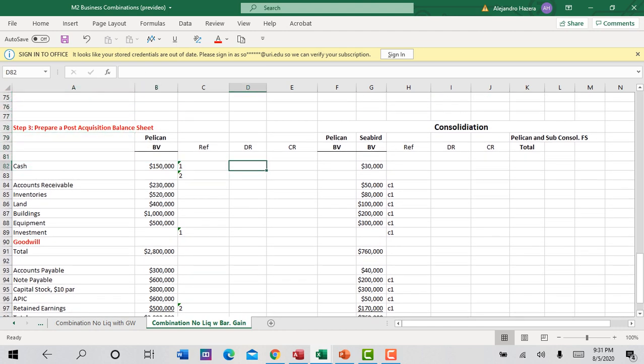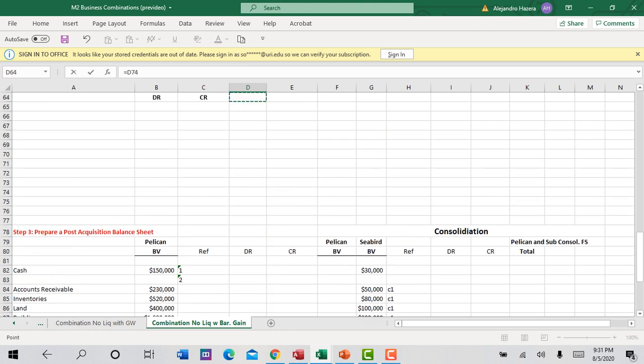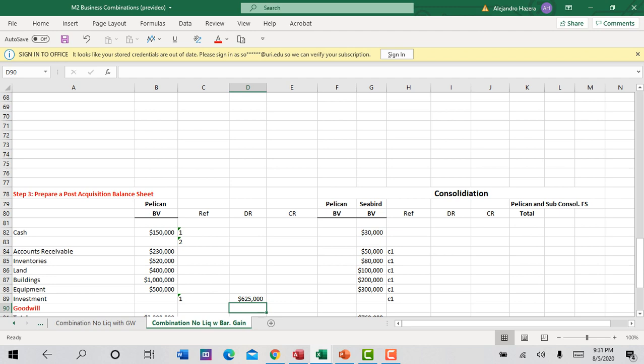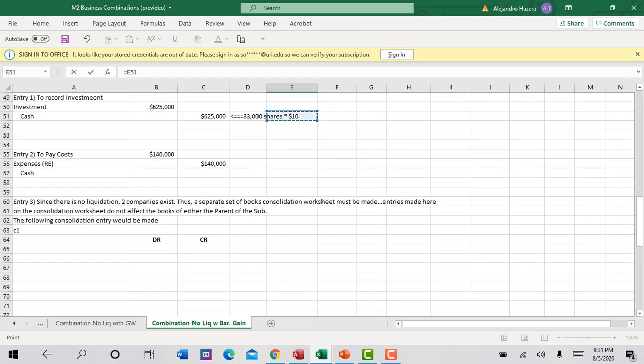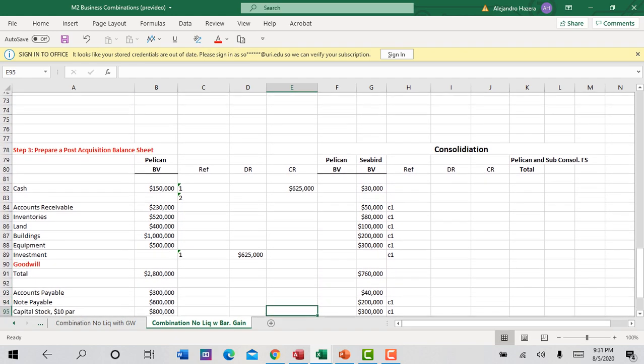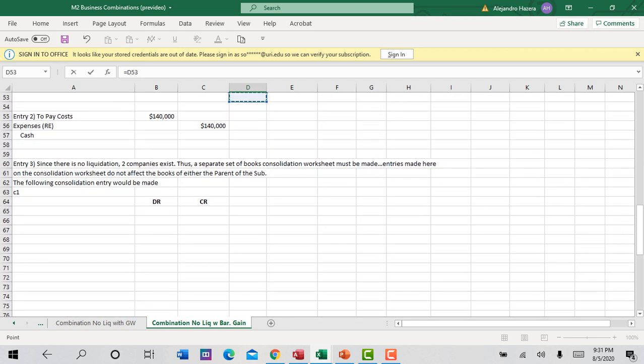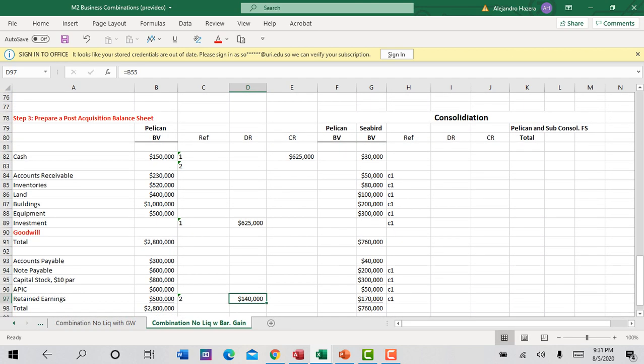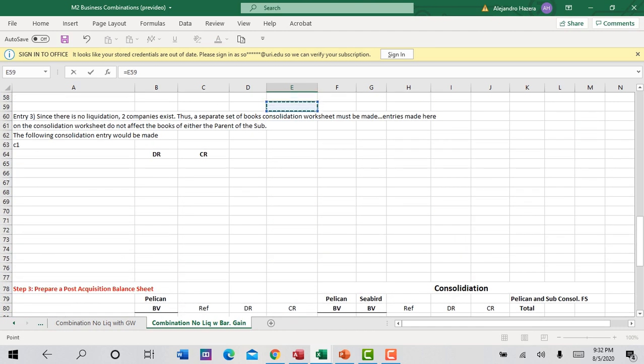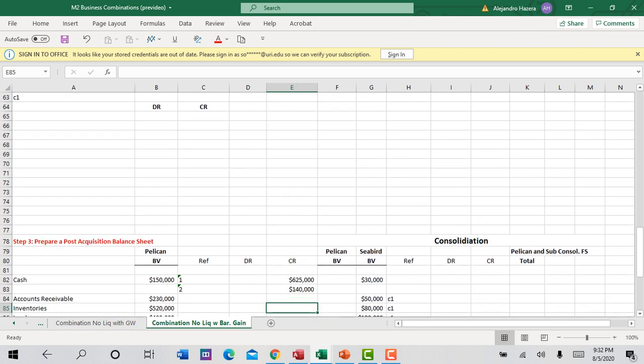I have entries 1 and 2, and they're simple entries. In entry 1, I had a debit of $625 to the investment account and a credit to cash for $625. Then in entry 2, I had some expenses, which I'm charging to retained earnings. In entry 2, I had a debit of $140. That's supposed to be a debit to retained earnings, by the way. And then I have a credit to cash for $140. Missed a line there. No big deal.